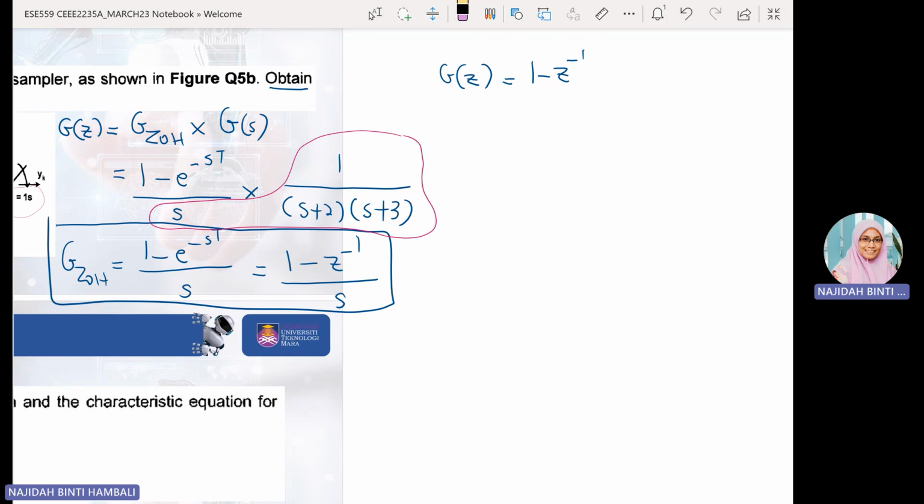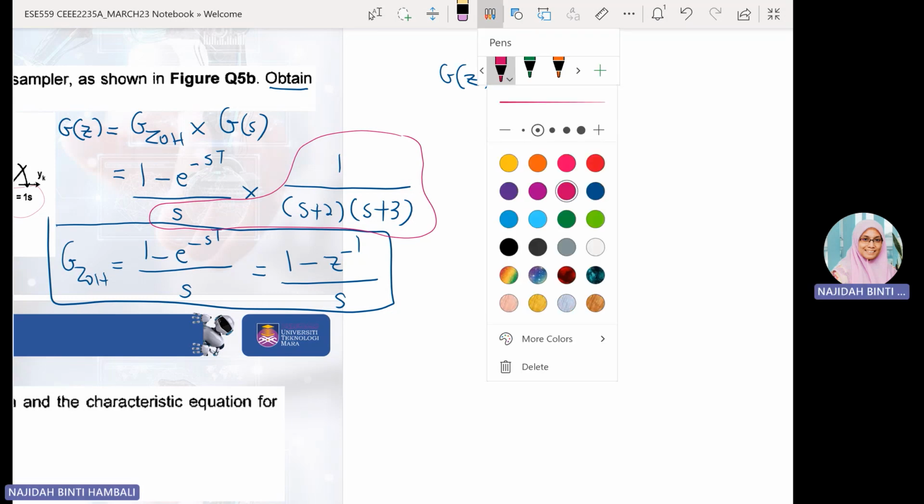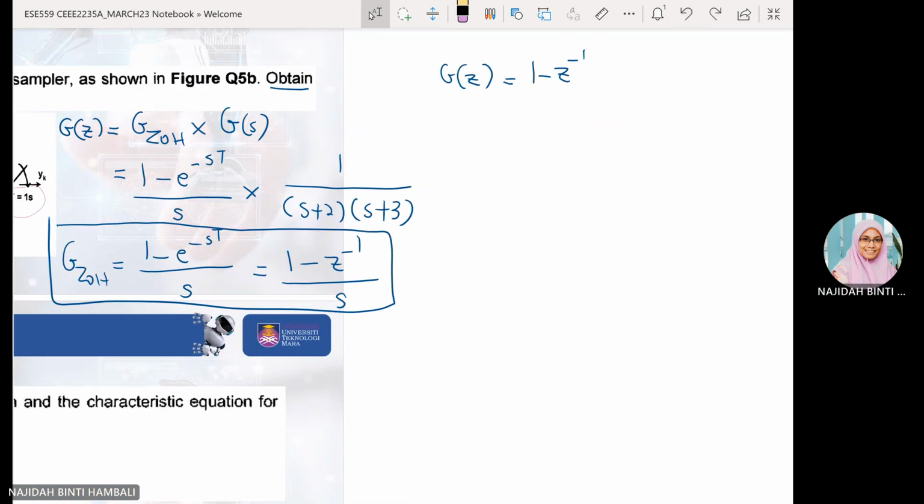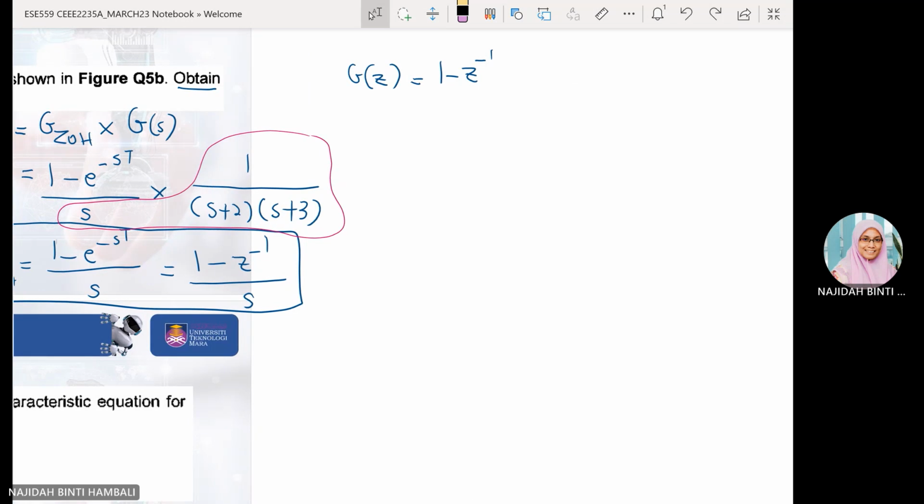So combine the denominator of the zero order hold with the 1 over s plus 2, s plus 3. Okay, so now we have separated: the first function in the Z domain, the second function in the S domain.